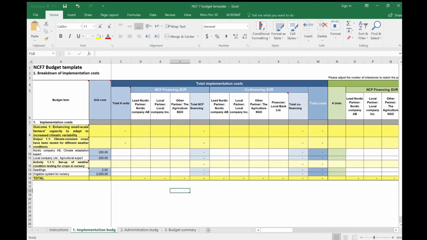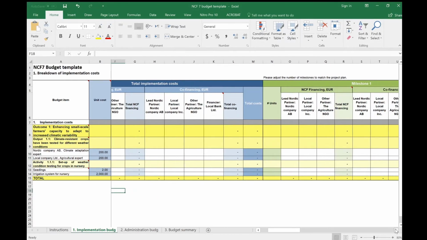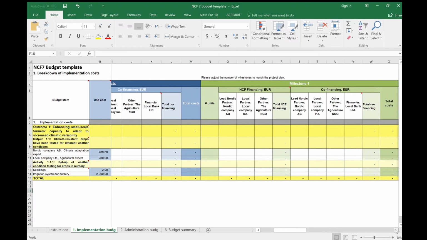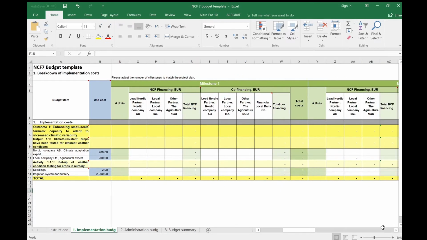Now that the implementation budget template has been customized to your project's characteristics, you can start filling the budget figures in it. You should do this on a milestone basis, that is, filling in the information in the green tables. Costs should be inserted for each input. Insert the number of units as a basis for each input cost.